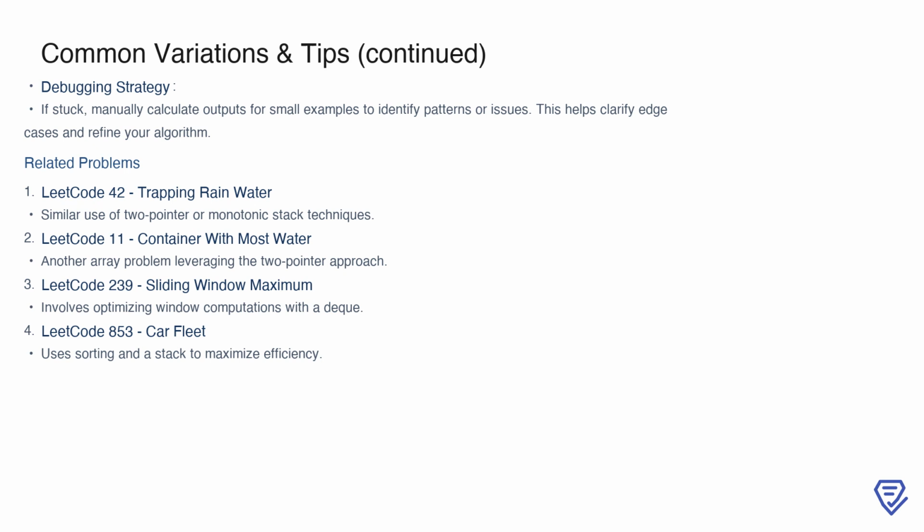LeetCode 239, sliding window maximum, is another example where efficient window computations are implemented using a deque. Finally, LeetCode 853, car fleet, demonstrates how sorting combined with a stack can be used to manage complex constraints while maintaining efficiency. Exploring these related problems can deepen your understanding of the underlying techniques and their versatility.